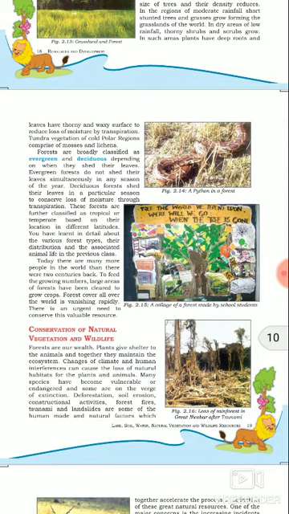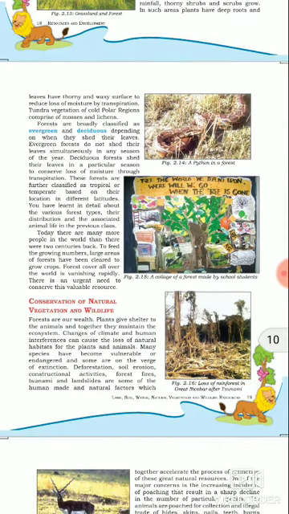Forests are broadly classified as evergreen and deciduous depending on when they shed their leaves. Basically, forests are classified into two categories, evergreen and deciduous forest, depending on when they shed their leaves. Some shed their leaves in autumn, some in spring, some in another season, and based on that we made the category of evergreen and deciduous forest.